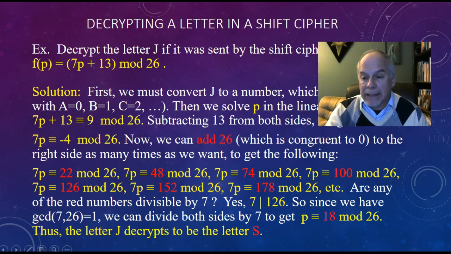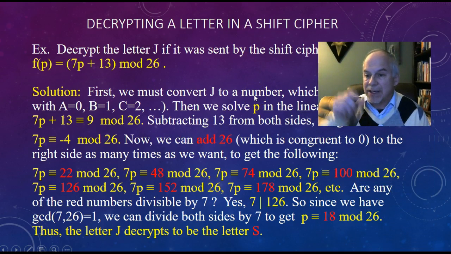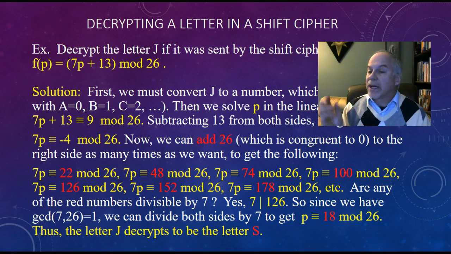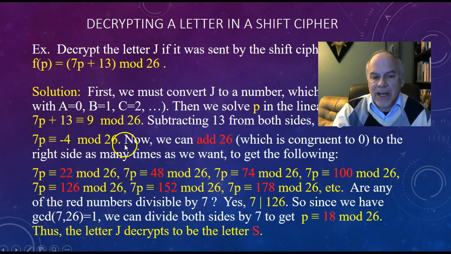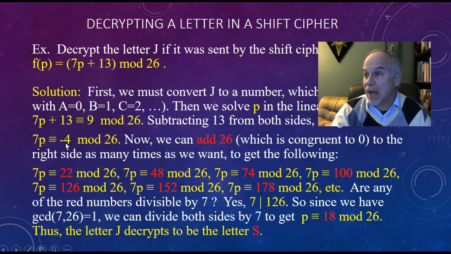Now, because 26 is the mod, we can add 26, a multiple of 26, because 26 is congruent to 0. Okay, it's congruent to 0, so you're not adding anything if you add 26 in mod 26. You're adding 0. So I can add 26 to the right side of this congruence as many times as I want. So if I add 26 to negative 4, I get 22.